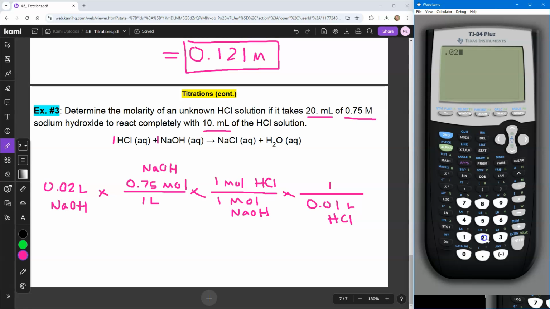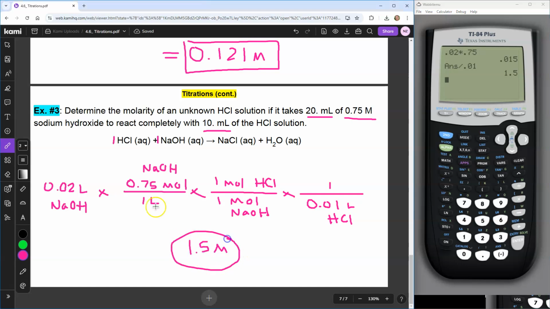So 0.02 times 0.75 over 1, so times 0.75, times 1 over 1 will get us the same number, times 1 over 0.01, so divided by 0.01, 1.5 molar. All right, that's titrations.